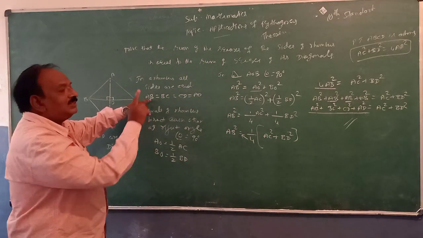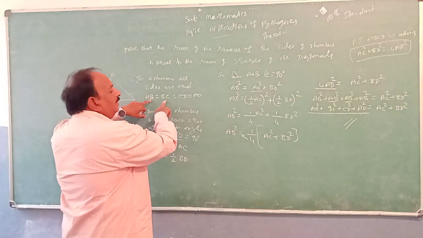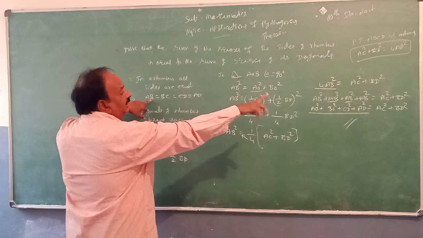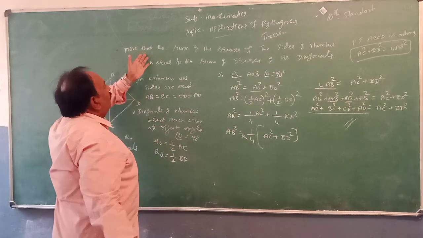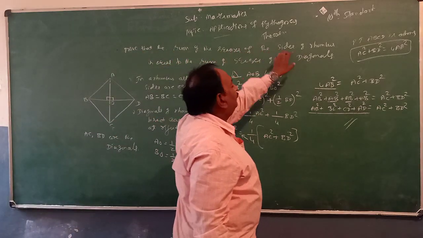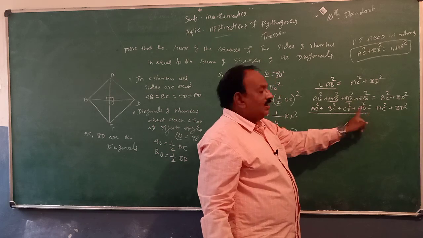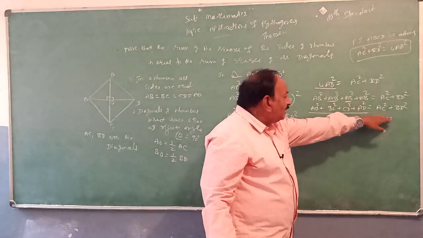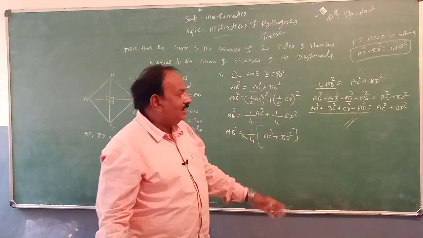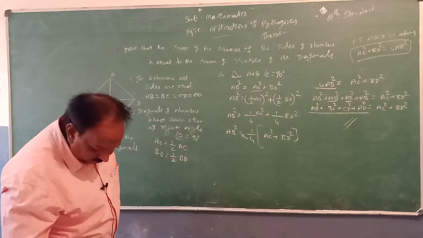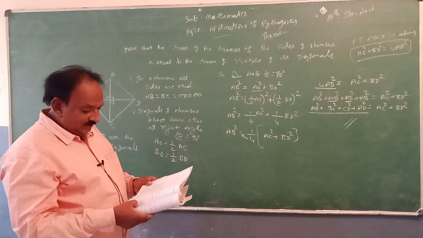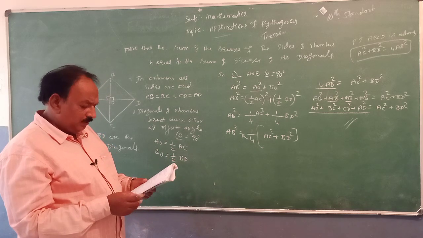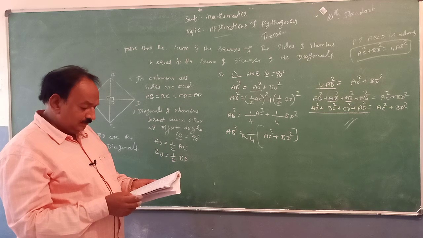First write AB square as it is. AB is equal to BC, substitute. AB is equal to CD, substitute. AB is equal to AD, substitute. So we have proved the sum of the squares of the sides of the rhombus, AB, BC, CD, AD, the sides of the rhombus squared, is equal to the sum of the squares of the diagonals, that is equal to AC square plus BD square. Well students, I will pass on to the next problem.